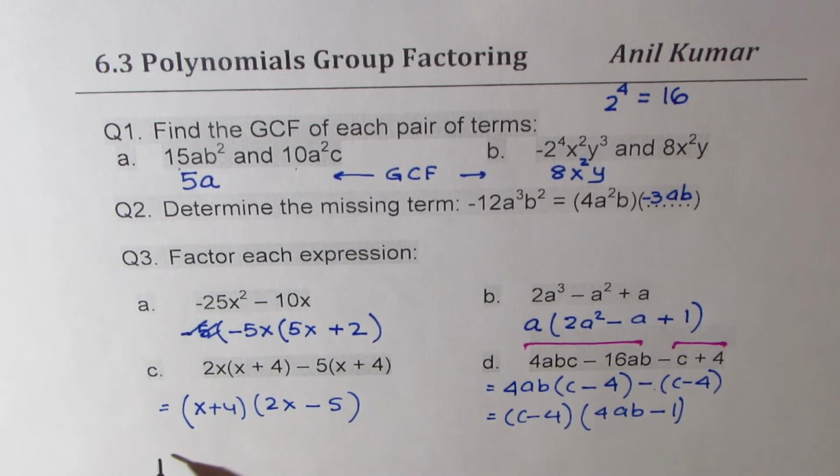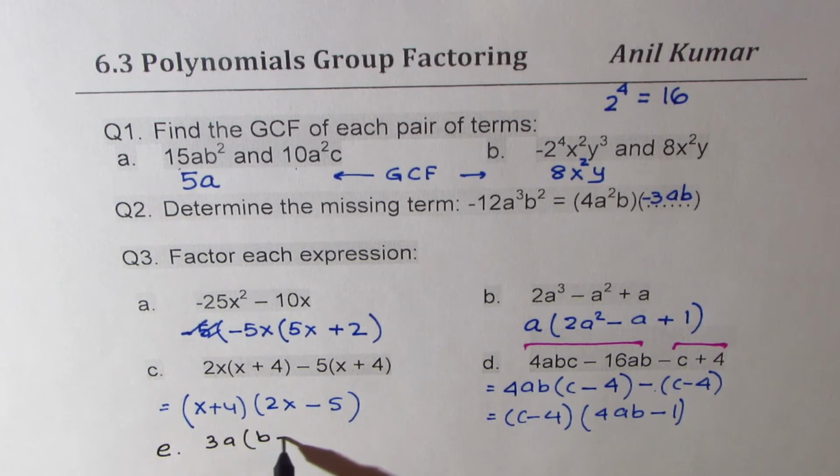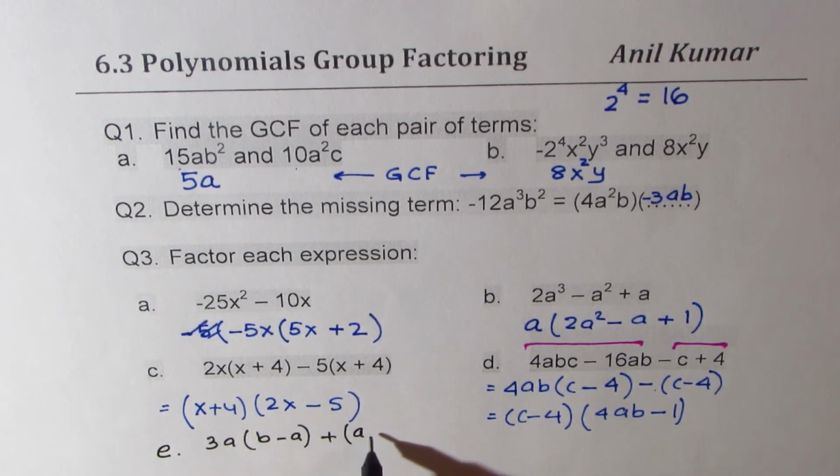Let me take a question here for you. You need to factor this one. We'll give similar to this. So let us say we have 3a times b minus a, and we have here plus a minus b. How will you factor this? So that is a question for you to do. So I hope you find this exercise useful.